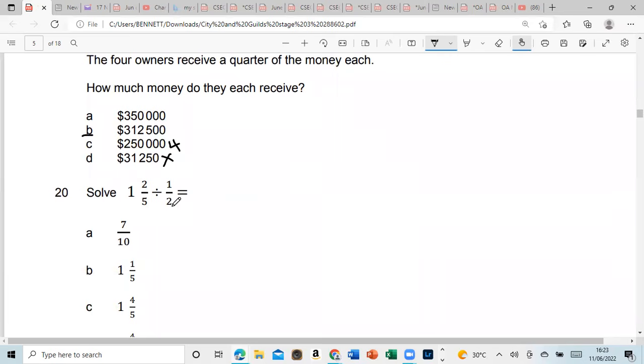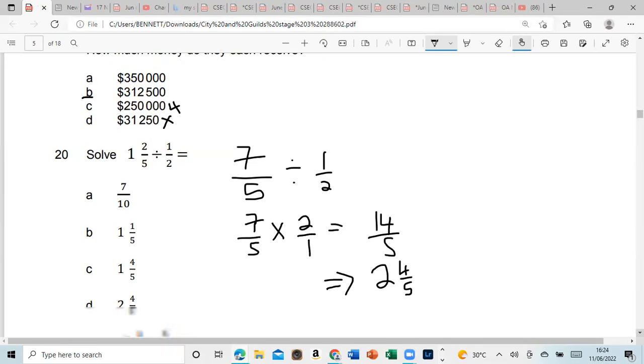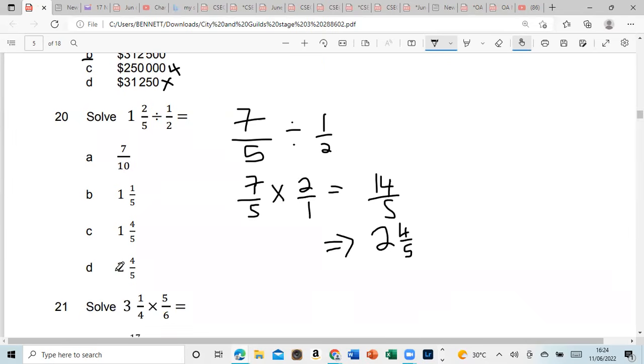Now to divide, alright, this one: solve 1 and 2/5 divided by half. I can convert this to improper, so 5 plus 2 is 7 over 5. So guys, remember when you divide fractions, what you do? You flip it, reciprocate, so 2 over 1. So 7 times 2 is 14, over 5 times 1 is 5. How many 5s can I get out of 14? 2 of them, and 4 over 5 is left. So that one is done.